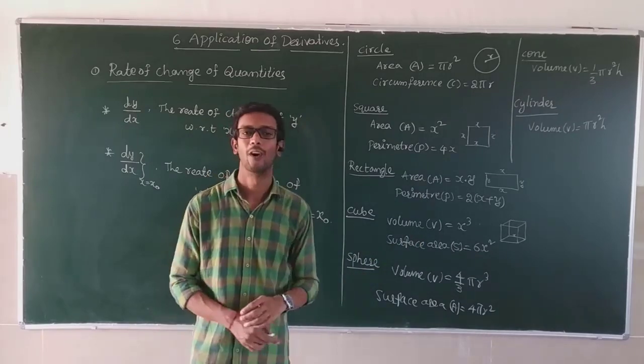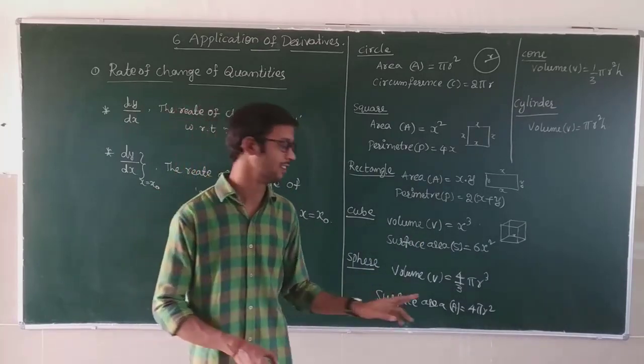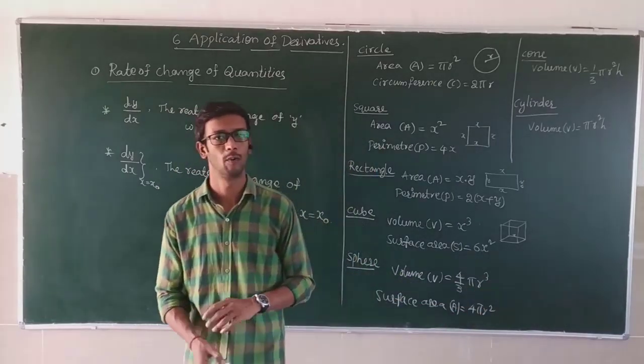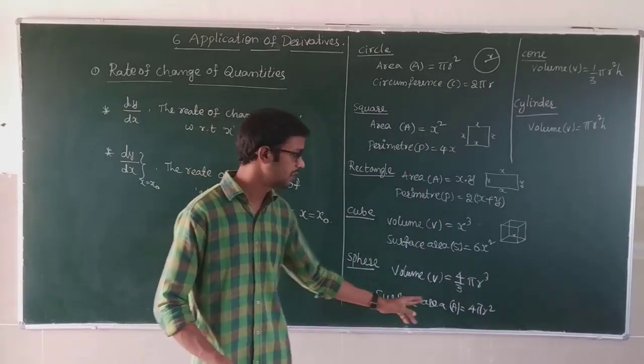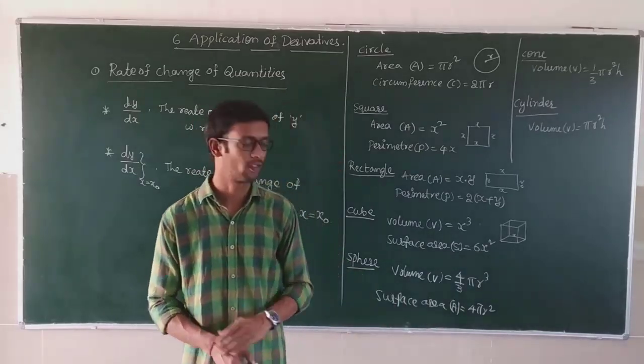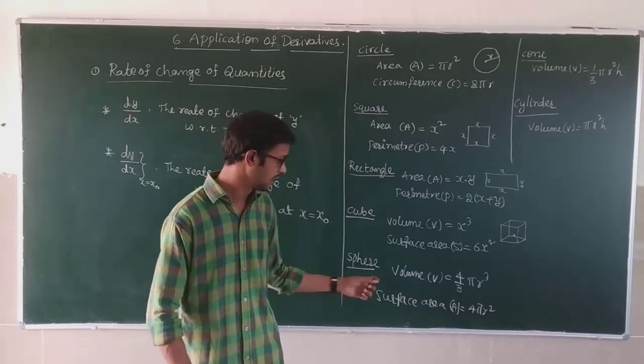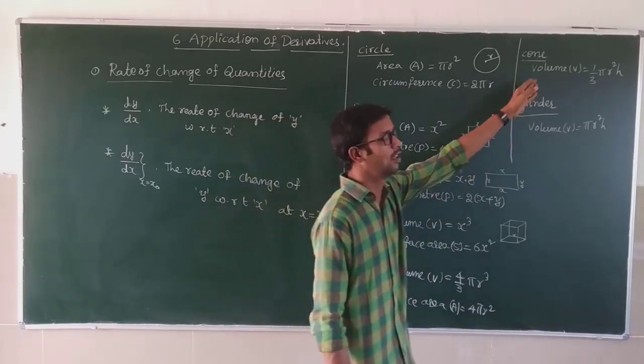Next, sphere. This is the volume of the sphere: 4 by 3 pi r cube. Surface area is equal to 4 pi r square. Most probably we won't use the surface area, but we will use volumes. Sphere volume and cone volume.